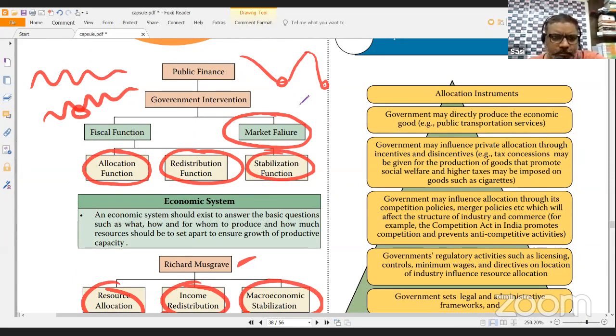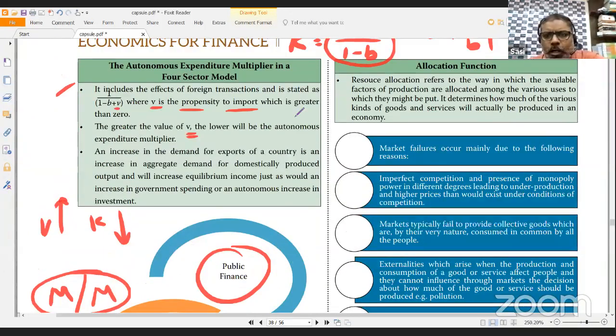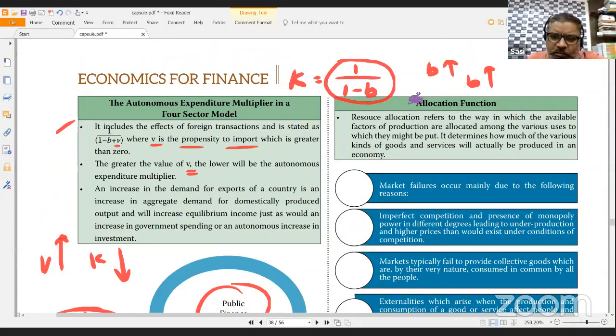No, it cannot do that. It has to intervene and somehow correct that market failure. That is the job of the government. That is the role of the government in a nutshell. And if you look at one by one each of the functions, we don't have to go very deep into them. That much time is also not available.